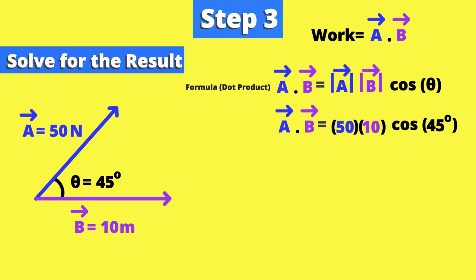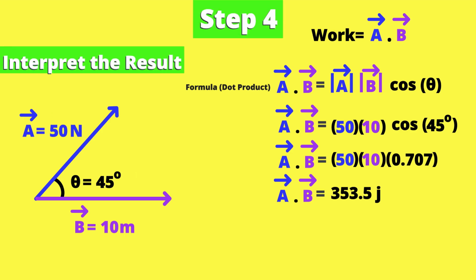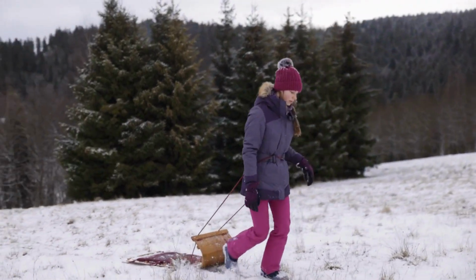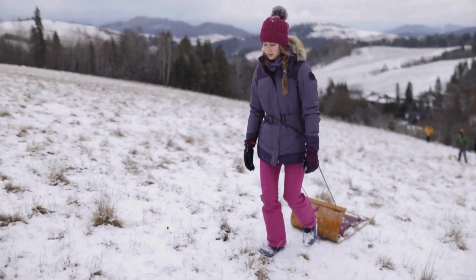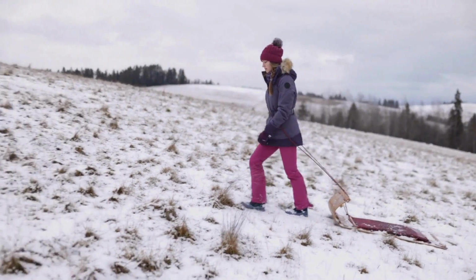Step 3. Solve for the result. Work equals 50 times 10 times 0.707, which equals 353.5 joules. Step 4. Interpret the result. You did 353.5 joules of work pulling the sled forward. Why it's helpful. The dot product is the foundation for understanding work in physics. It tells you how much of your force contributes to moving an object, ignoring effort wasted in other directions.